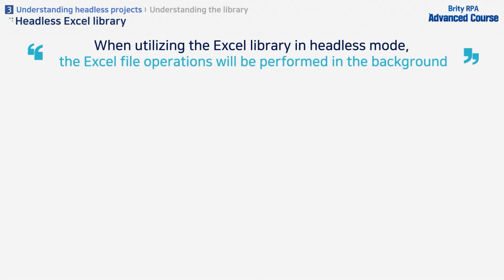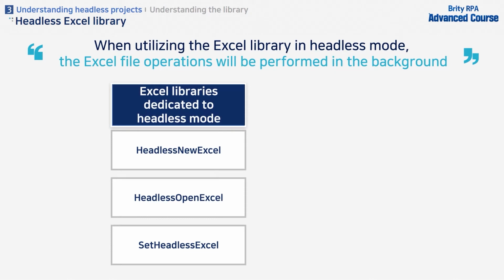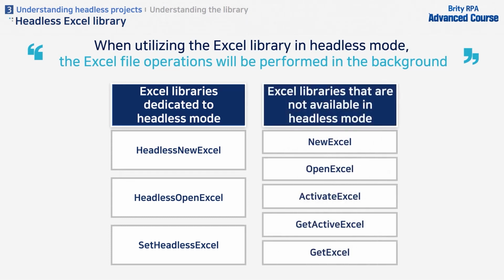In a process developed in headless mode utilizing the Excel library, the Excel file operations will be performed in the background without screen output. When you create a headless project, only the libraries available in the headless mode will be displayed on the screen. Therefore, all Excel activities other than the New Excel, Open Excel, Activate Excel, Get Active Excel, and Get Excel can be utilized in headless mode.